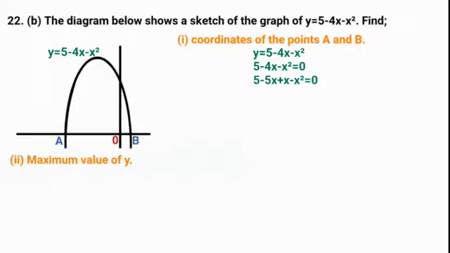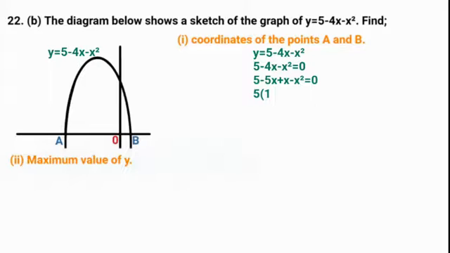So now I'm going to factorize this. I'm going to look for a number that can go into 5 and also into negative 5x. The number that can go into 5 and negative 5x is 5 itself. So 5 divided by 5 will give us 1.